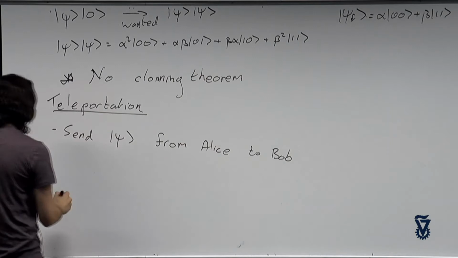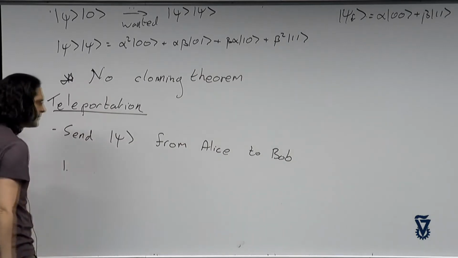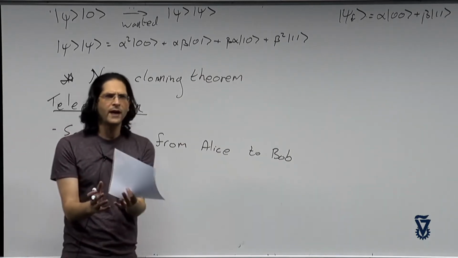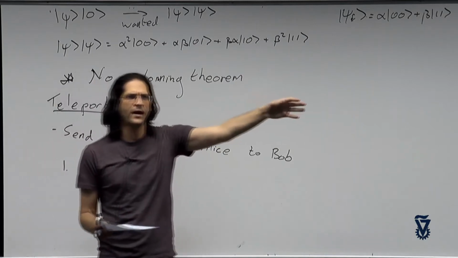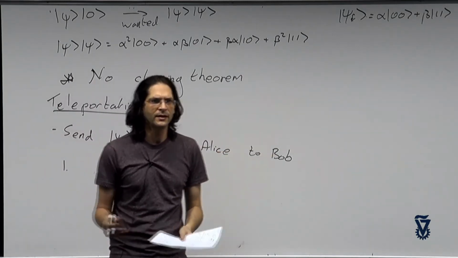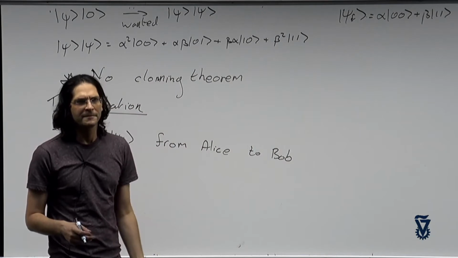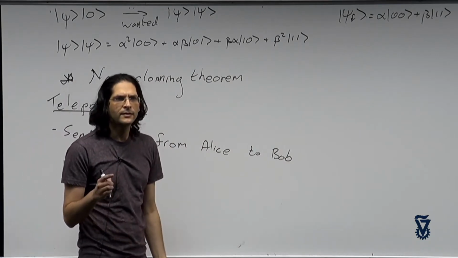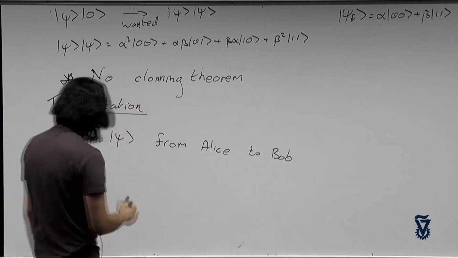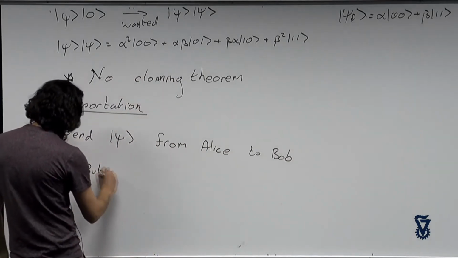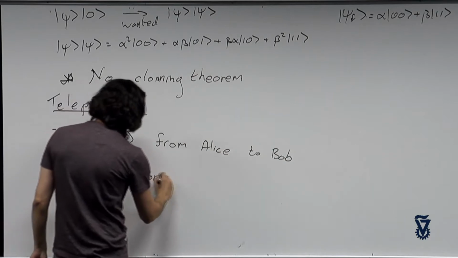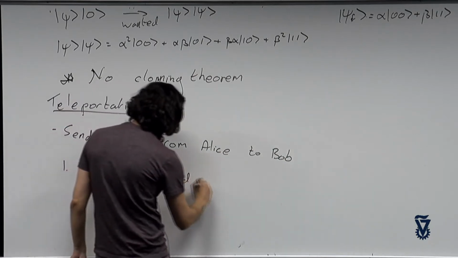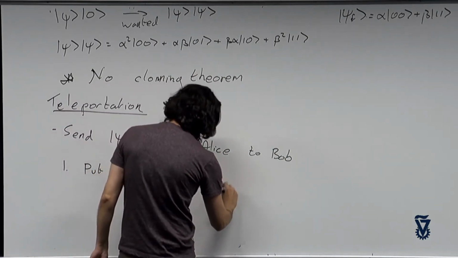What's the simplest way of doing that? I have a qubit. I have something here. I want to take it over there. What's the simplest way of doing it? Anyone? Just take it over there. Yeah, just take it over there. Thank you. All right. Put it in a car and drive.